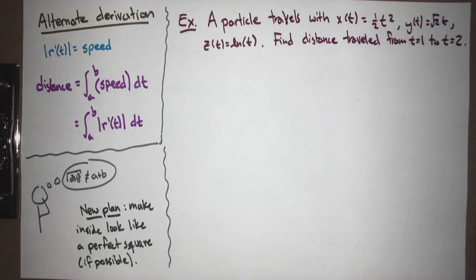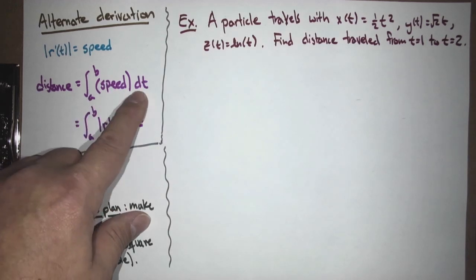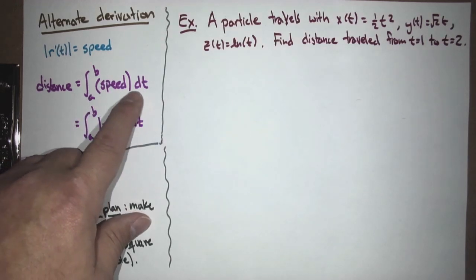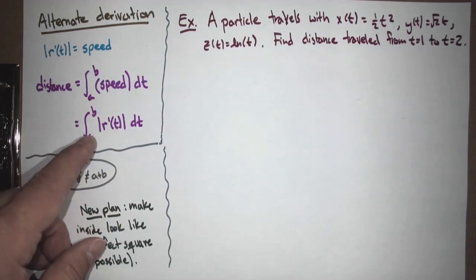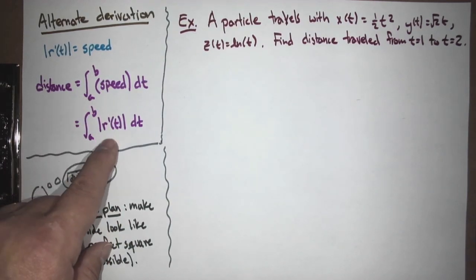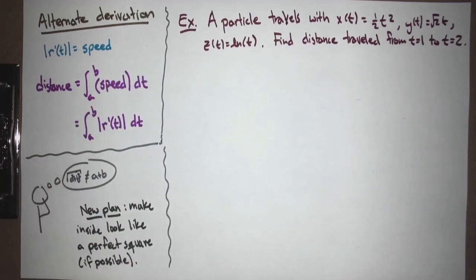We say, well, let's think about the magnitude of r prime. We gave that a name, speed. Well, how do you find distance? To find distance, you integrate speed. So if you take speed times a small change in time, that's a small change in distance. If you add up your small distances, you get your total distance. And so it's the integral from a to b of the speed function dt. So this is a little bit easier to remember, or easier to say, oh yeah, that's why it works.